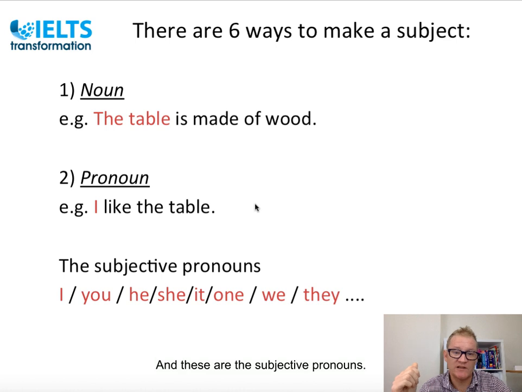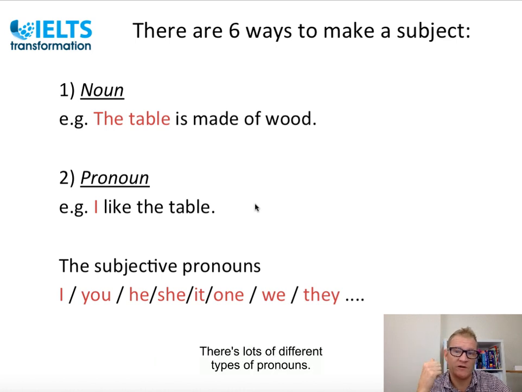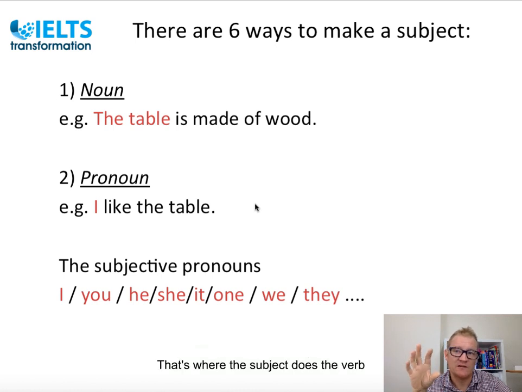And these are the subject pronouns. There's lots of different types of pronouns. There's subject, subjective, objective, so objects, possessive pronouns. For example, it's mine. Adjectival, it's my pen. And then reflexive, myself, yourself, himself, herself, where the subject does the verb to itself. So I wash myself. Okay.